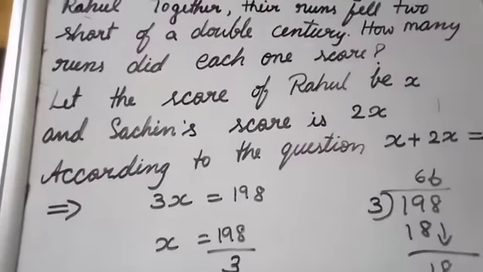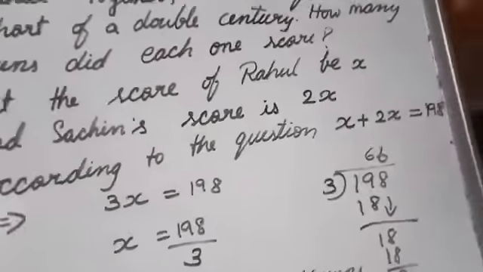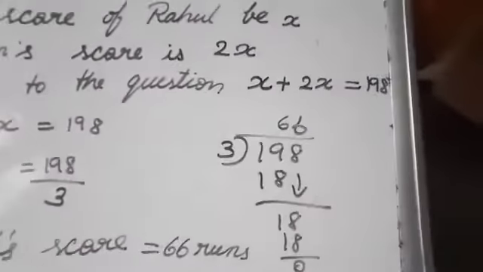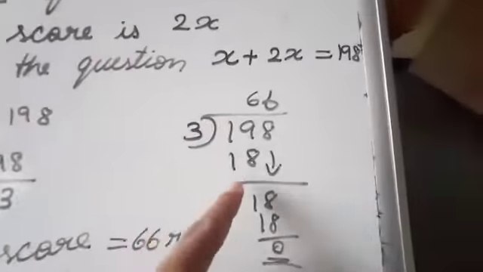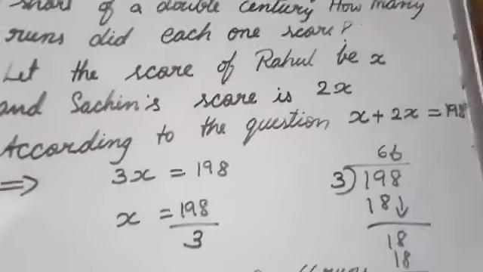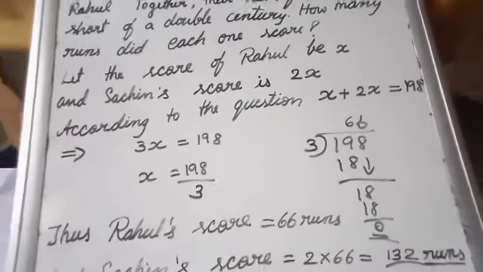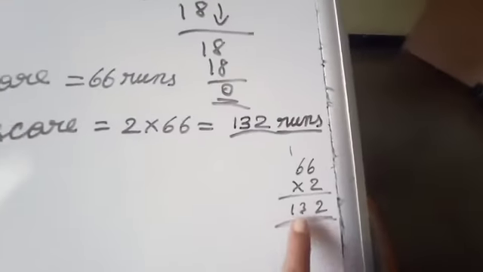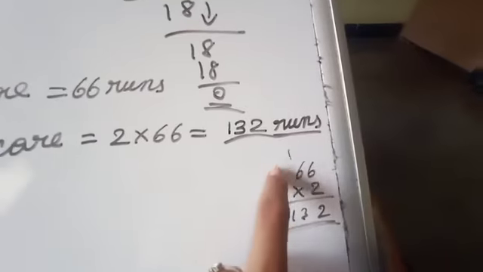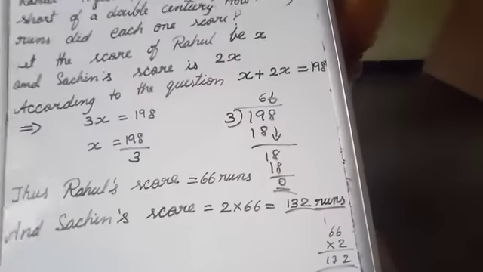x is equal to 198 divided by 3. If it is not possible in this way, you can go for long division. 3 sixes are 18, 9 comes down, 3 sixes are 18. You will get 66 runs. Rahul scored 66. Then for Sachin, you multiply it by 2. 2 sixes are 12, so 132. So Sachin's score is 132.